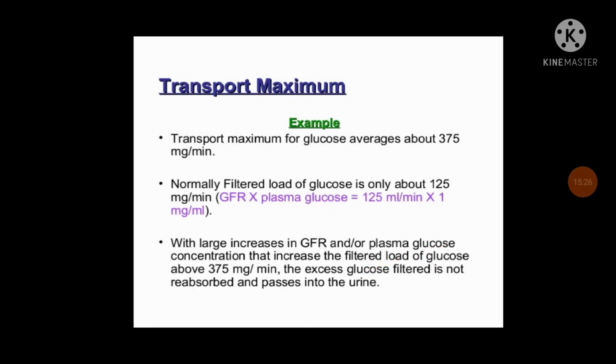For example, the transport maximum for glucose averages about 375 milligrams per minute. Normally the filtered load of glucose is only about 125 milligrams per minute, that is GFR times plasma glucose, equal to 125 ml per minute times 1 milligram per ml. So with an increase in the GFR and the plasma glucose concentration, the filtered load of glucose increases above 375 milligrams per minute. The excess glucose filtered is not reabsorbed and passes into the urine.